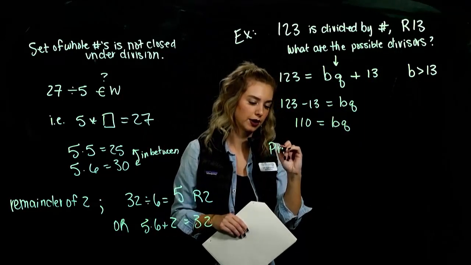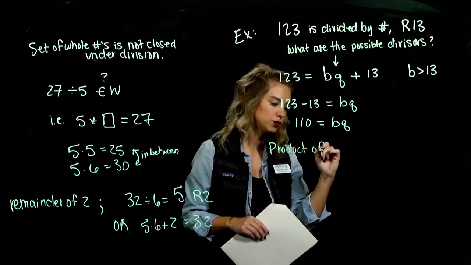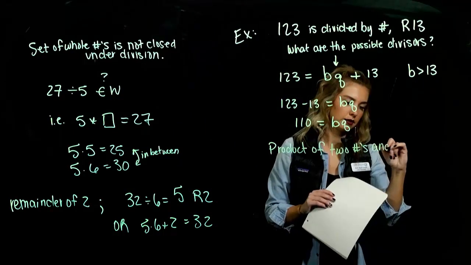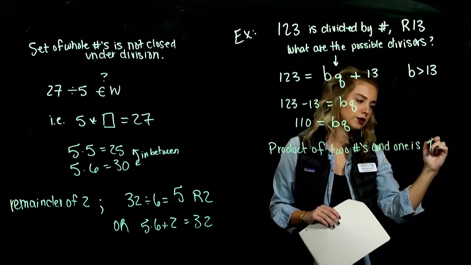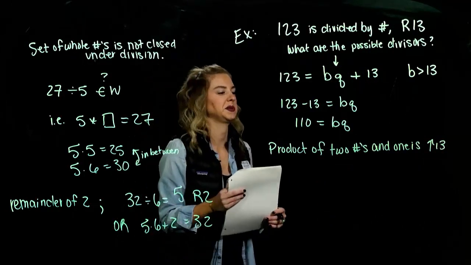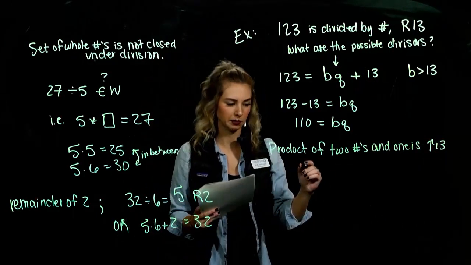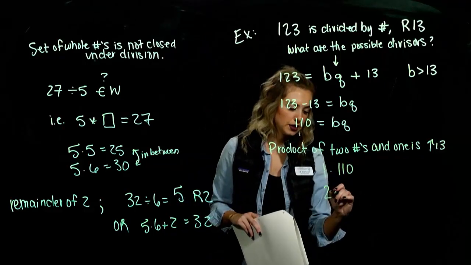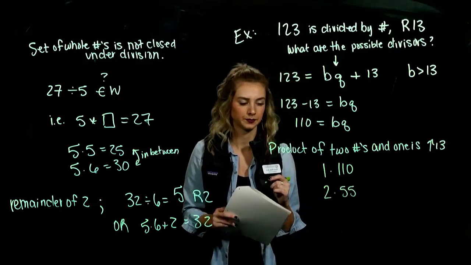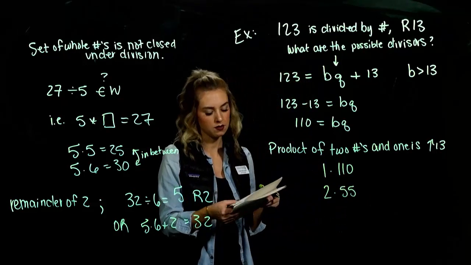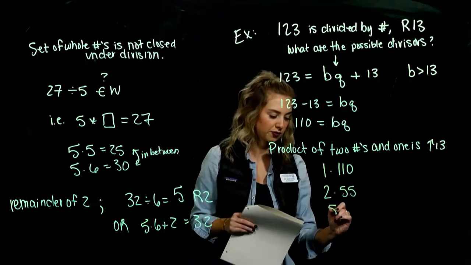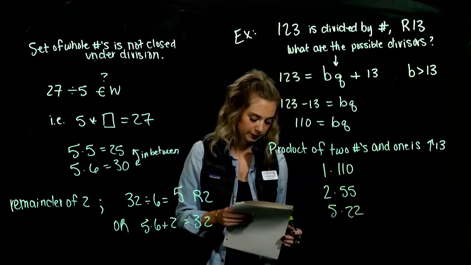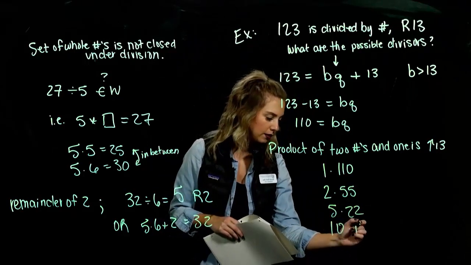So what are the different products that we're looking at? A product of two numbers, and one is larger than 13. So what two numbers could we multiply together to get us to 110? Boring case, 1 and itself. That'll get us there. Next value, 2 and 55. Is 110 divisible by 3? No. By 4? No, but we can go up to 5. 110 divided by 5 gives us 22. And the last factors, 10 and 11.